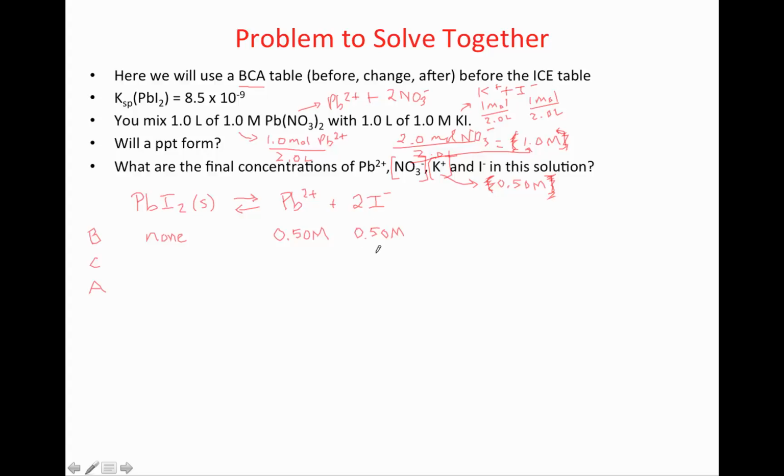The answer is yeah, of course I do, because for every 2 of these, I need 1 of these, and so I need 0.25 molar lead for all of the iodide to precipitate. Again, because my KSP value is so small, because this reaction has almost no tendency to occur and I have high concentrations here, I'm just going to let it all go backwards.